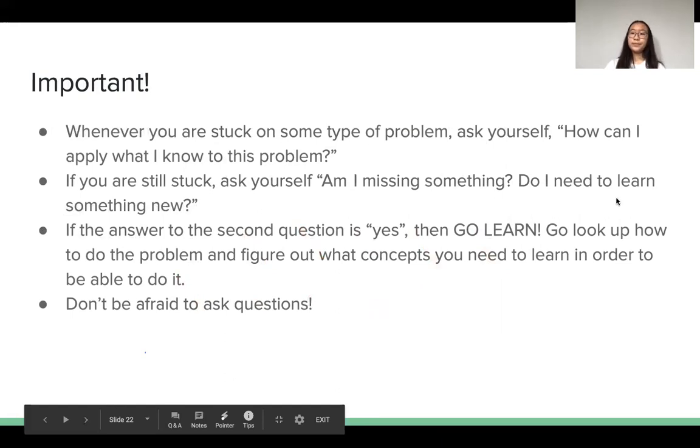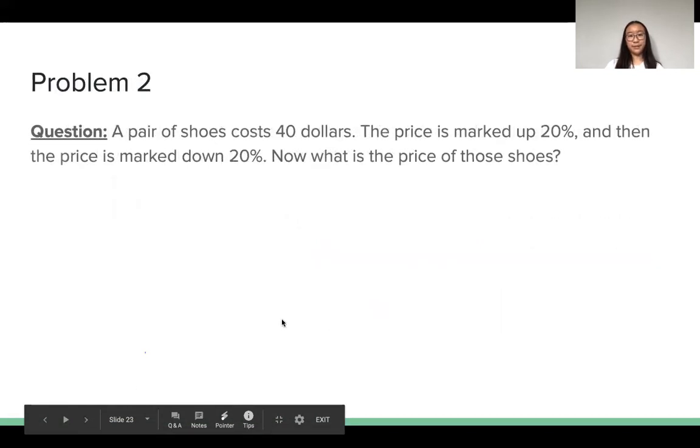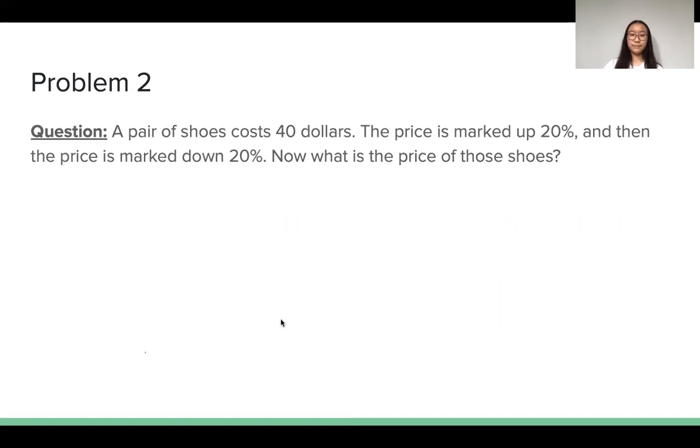All right, now, this is not particularly important. Just if you're stuck, ask questions, ask for help. You can post it in Google Classroom chat. There's always an easy way to do a problem. Right here, this one deals with percentages. Read this through and see if you know how to do it.